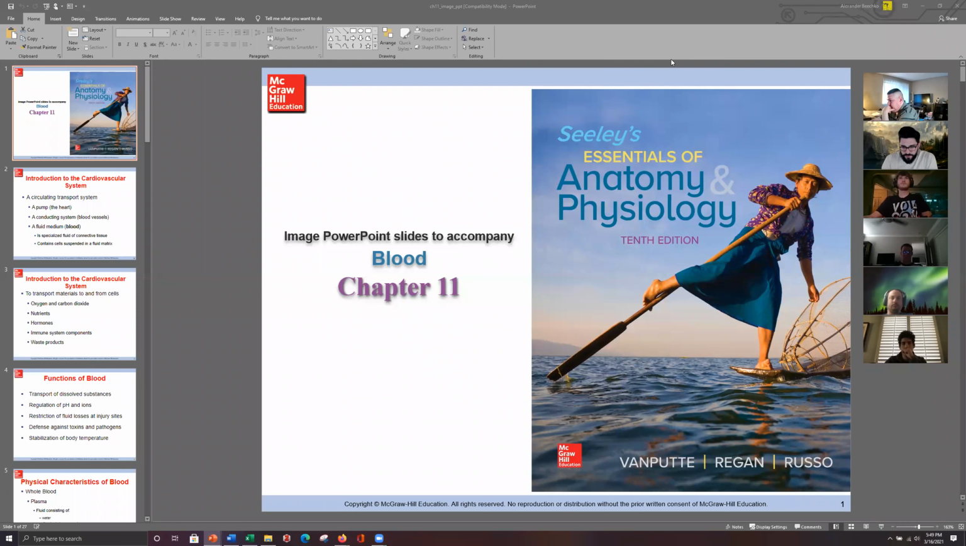Okay, so now we're going to start our discussion of blood. We should be able to finish this up, and then in the next lecture series, we'll be able to tie a nice little bow on it and then get started on talking about the heart.